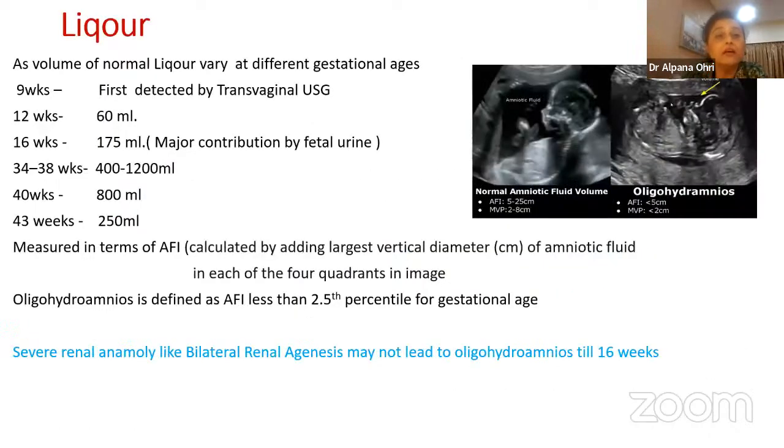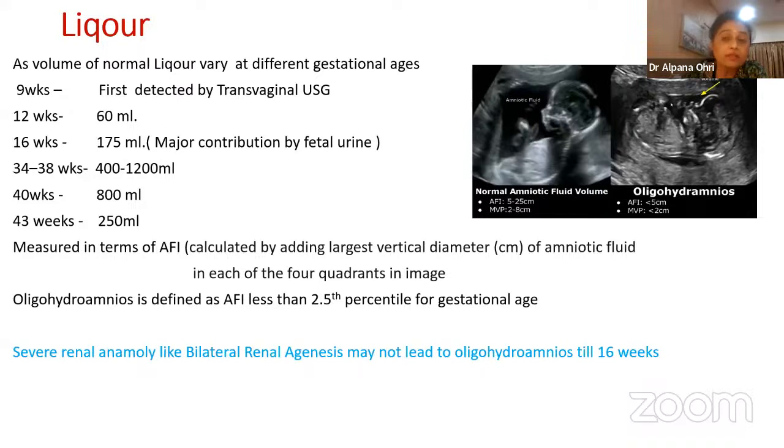Now, liquor is produced at different ages in different amounts. But what is important to understand is that the contribution to the liquor by the fetal urine is significant after 16 weeks of gestation. So if we are talking about oligohydramnios, and we are implicating kidneys as the main culprit for causing oligohydramnios, this will be appreciated only after 16 weeks of gestation. Prior to that, it is not produced dominantly by the fetal urine.